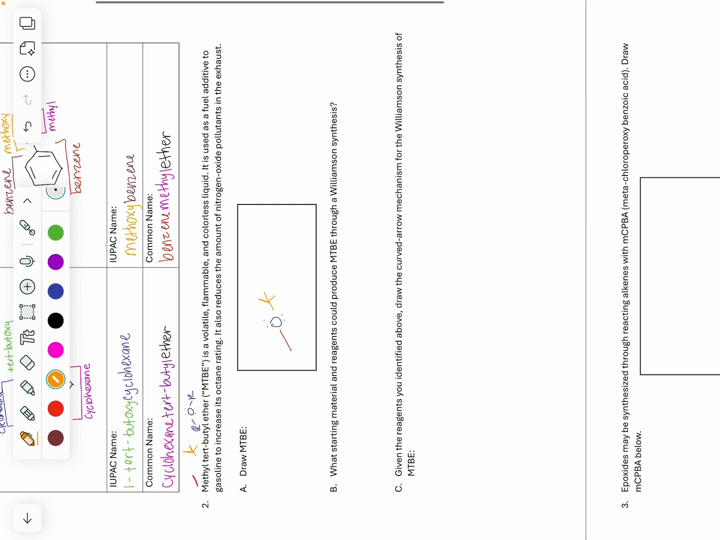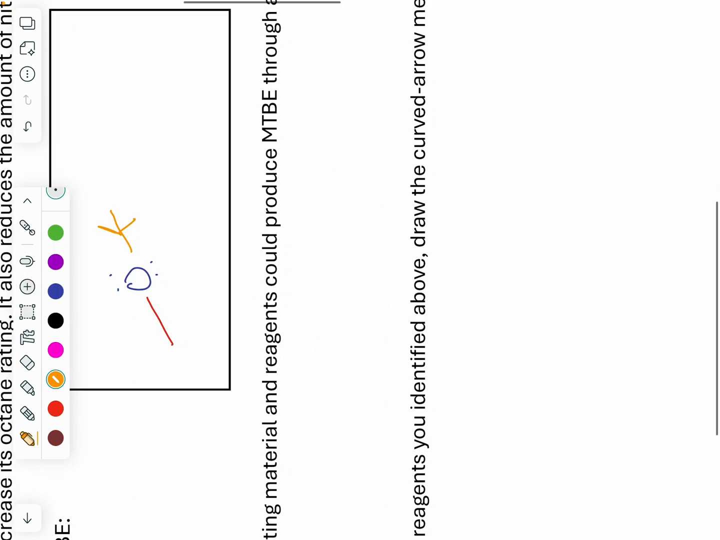Now, for part B, we're going to be looking at the starting materials and the reagents through a Williamson synthesis. That's the very important part, because we know what the reagent's going to be since it says a Williamson synthesis. We know that it's going to be H negative.